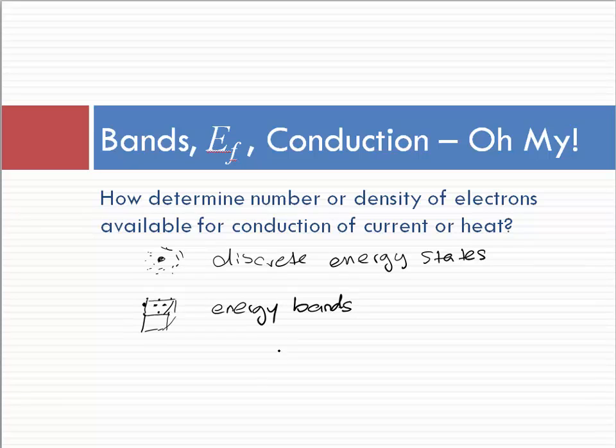Okay, so today we're going to start talking about how we determine how many of those electrons that exist in the various energy bands are useful for conduction of current or heat. So which electrons are available to conduct electricity? And that's the question we're going to try to answer today.